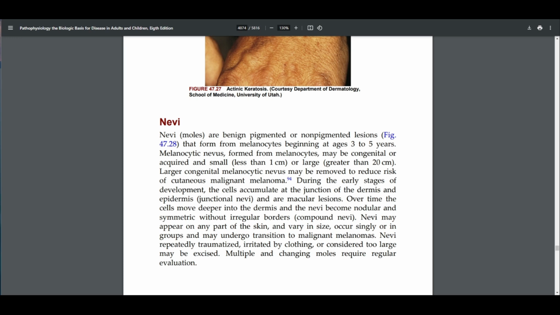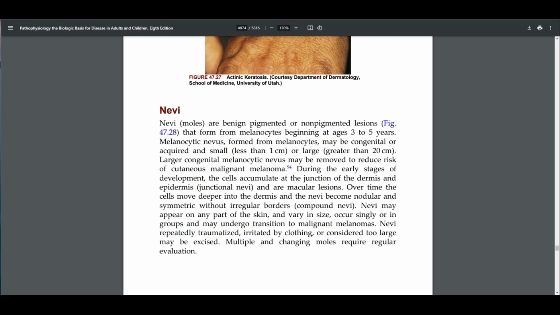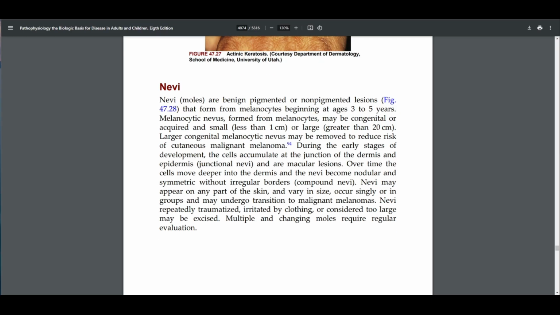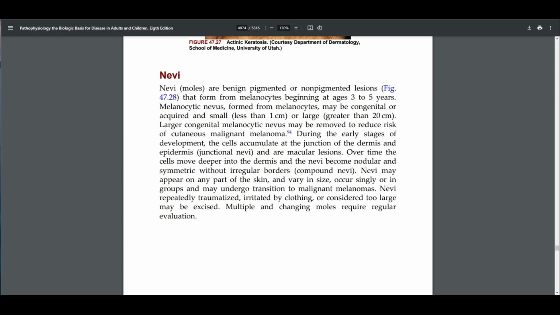During the early stages of development, the cells accumulate at the junction of the dermis and epidermis and are macular lesions. Over time, the cells move deeper into the dermis, and the nevi become nodular and symmetric without irregular borders. Nevi may appear on any part of the skin and vary in size, occur singly or in groups, and may undergo transition to malignant melanomas.